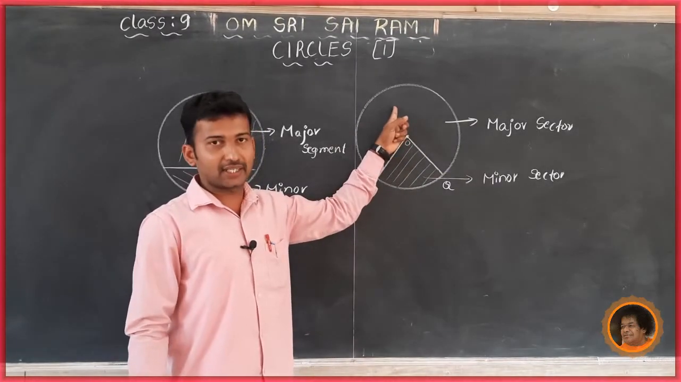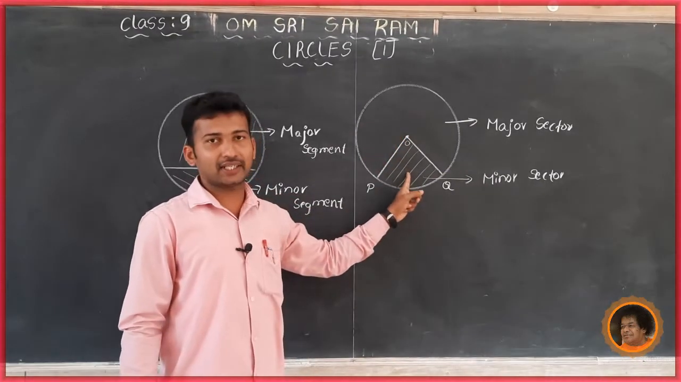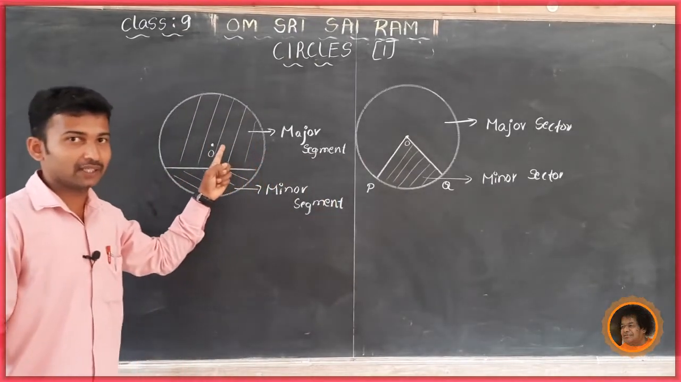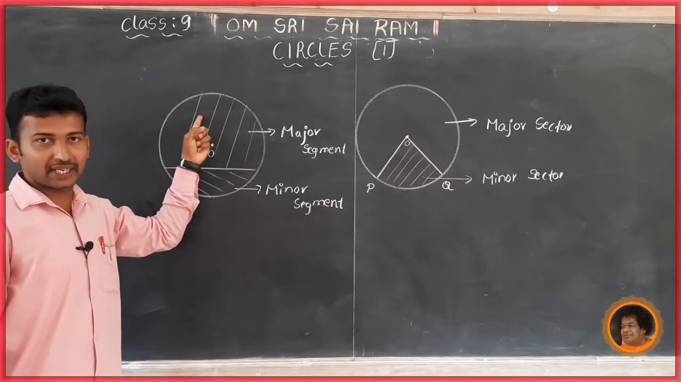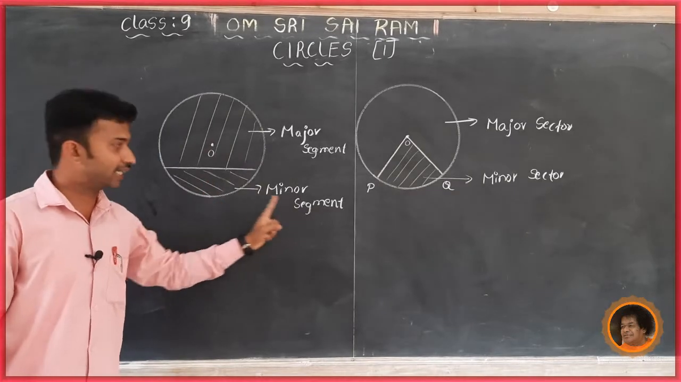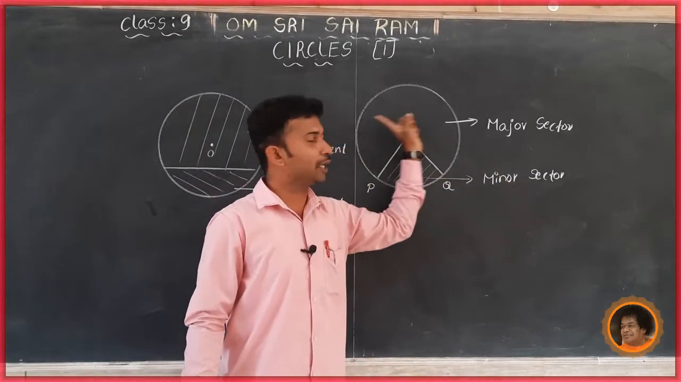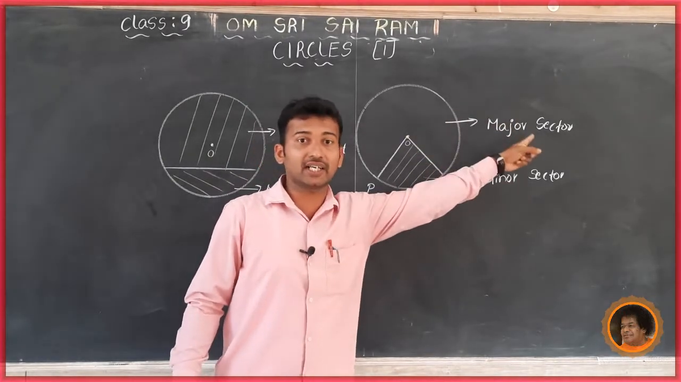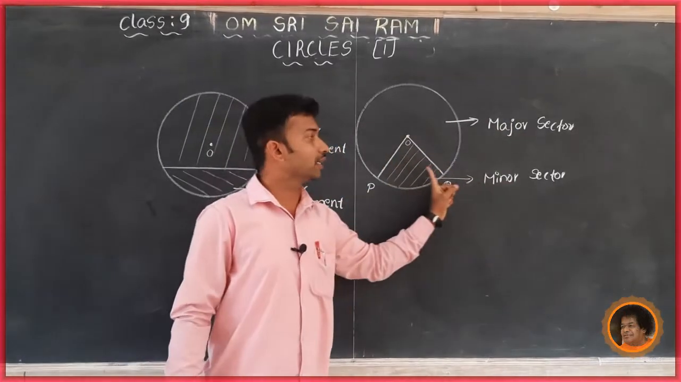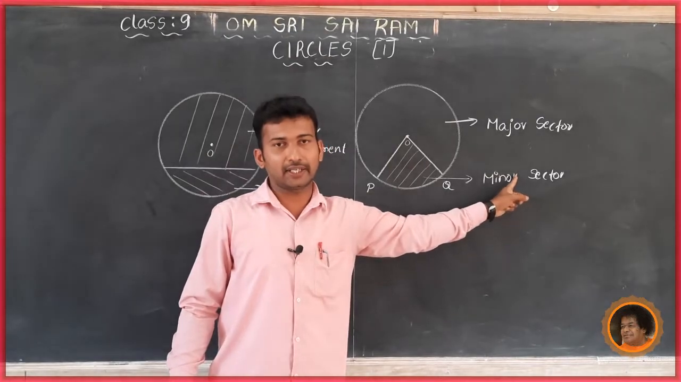Adhika Trijyantara Khanda, Laghu Trijyantara Khanda. Similarly, in this figure, Adhika Vritta Khanda, Laghu Vritta Khanda, minor segment and major segment. In this figure, minor sector, major sector, Adhika Trijyantara Khanda and Laghu Trijyantara Khanda in Kannada.